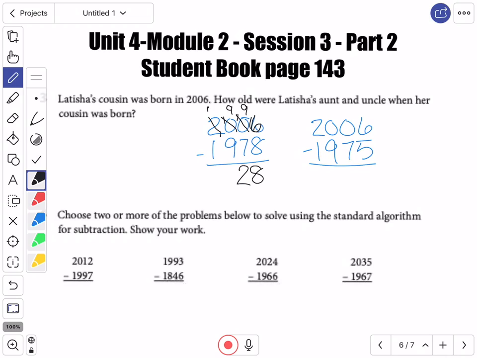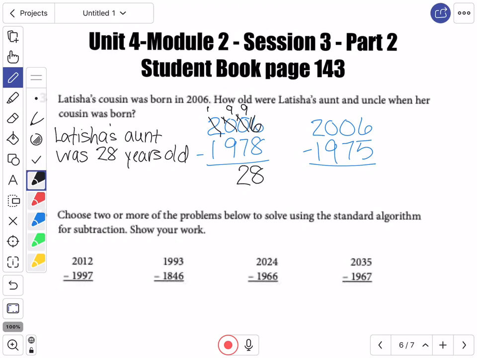And 9 minus 7 equals 2. So it looks like Letitia's aunt was 28 years old when Letitia's cousin was born. And then let's see how old Letitia's uncle was when her cousin was born.